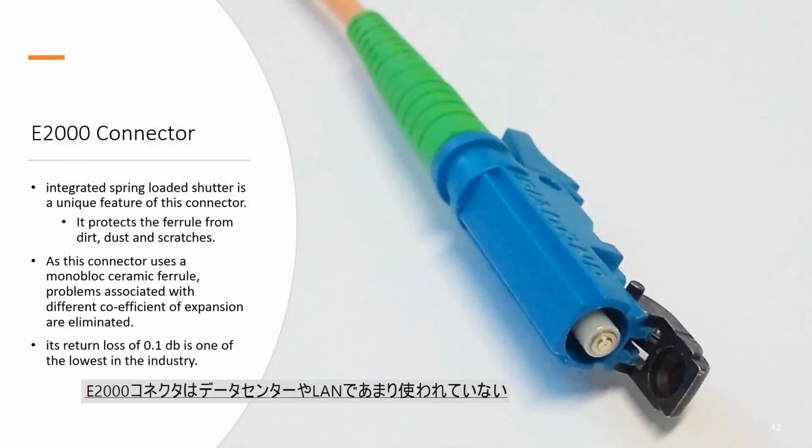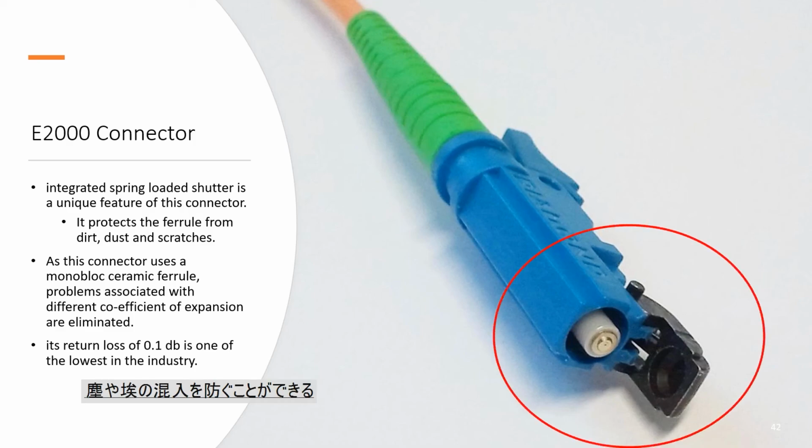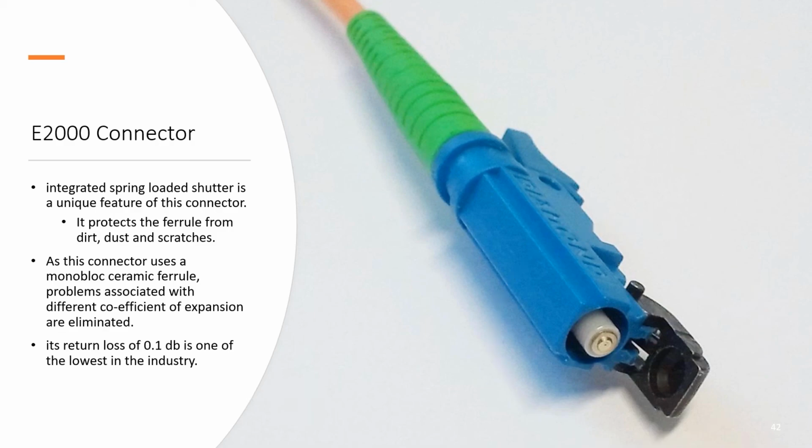The E2000 connector is not used often in a data center or a network except to bring telecommunication into the data center. It's a loved connector because it has a spring-loaded shutter that protects the ferrule of the connector from dust, dirt, and scratches. It also has one of the lowest losses when connected with a mate. It has one of the lowest losses of light of any connector in the industry.